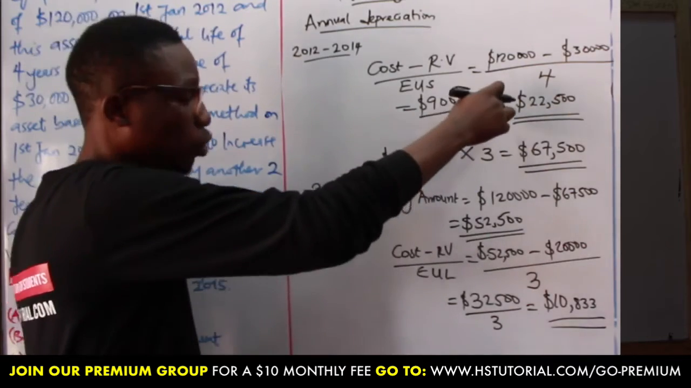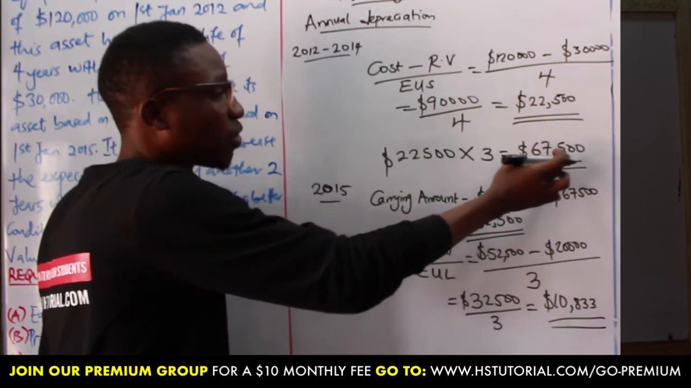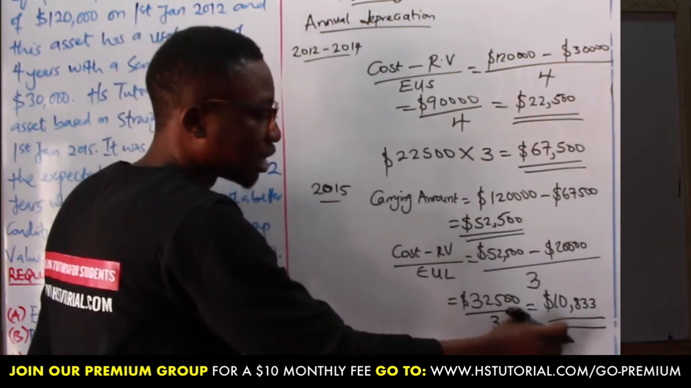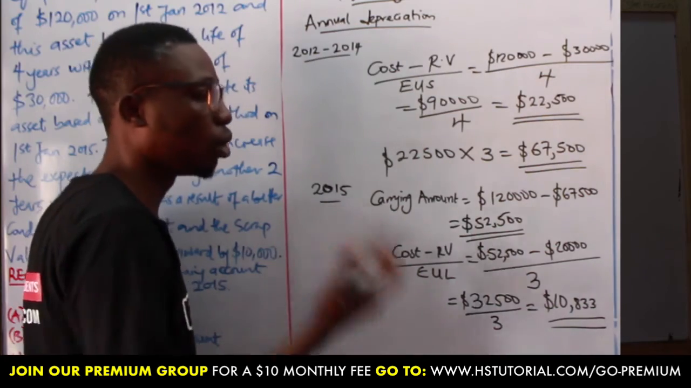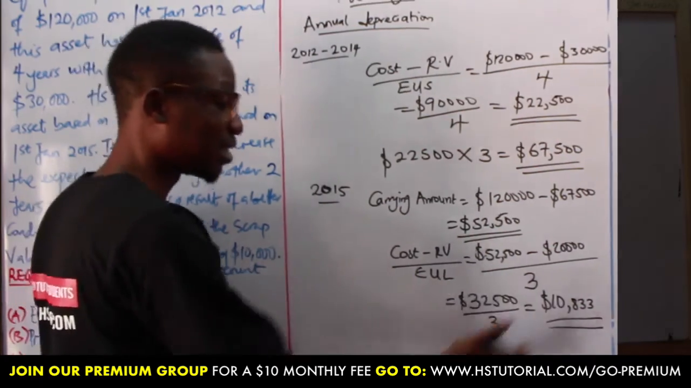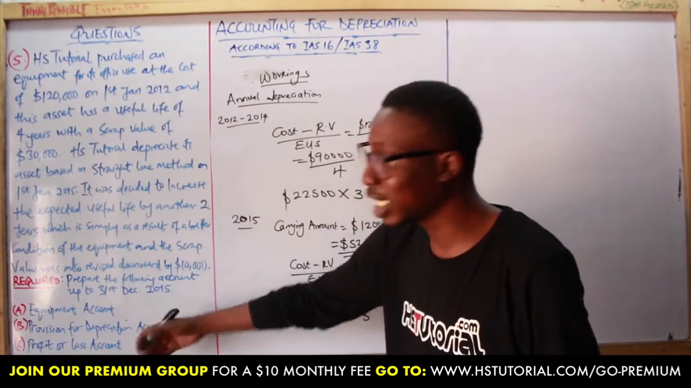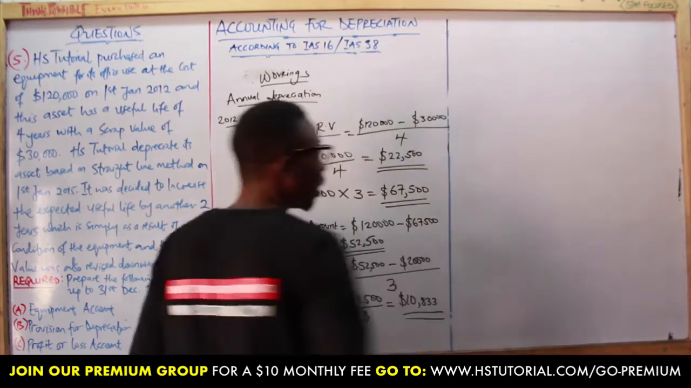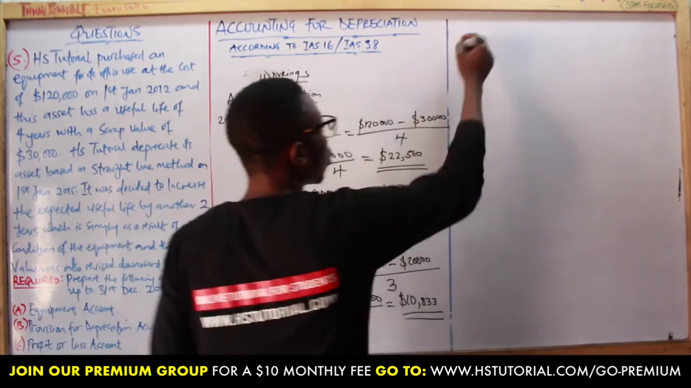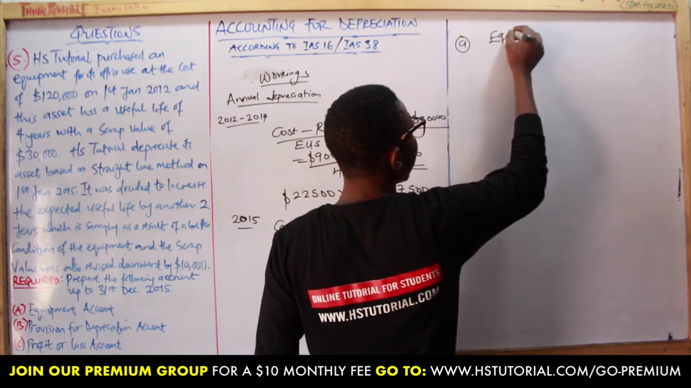So what do we do now? We have to add the whole of this, the 67,500 naira plus 10,833, for us to get the whole of the depreciation. So we can do that. Since we will still be solving this, we should be able to get the addition in this provision for depreciation account. So now let's solve. The first one they ask us to do is the equipment account. Let's open our equipment account.